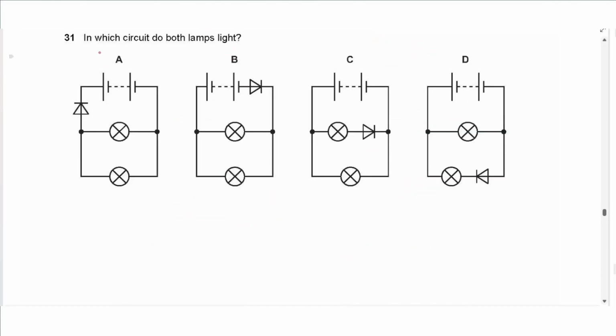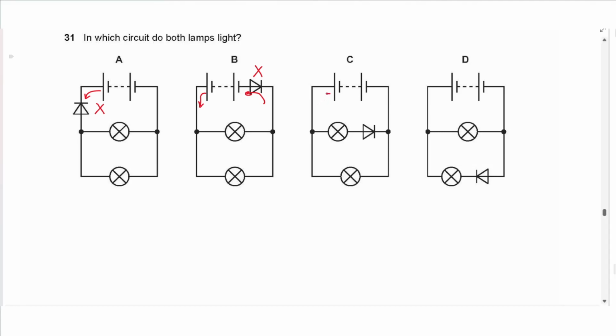Question 31 says, in which circuit do both lamps light? So here in A, the current should go in this way and the diode is connected in reverse. So neither of the lamps will work. No current will flow in the circuit. In B, also the current wants to go in this direction and come back from this direction. And again, the diode is connected in reverse. So no current in the whole circuit.